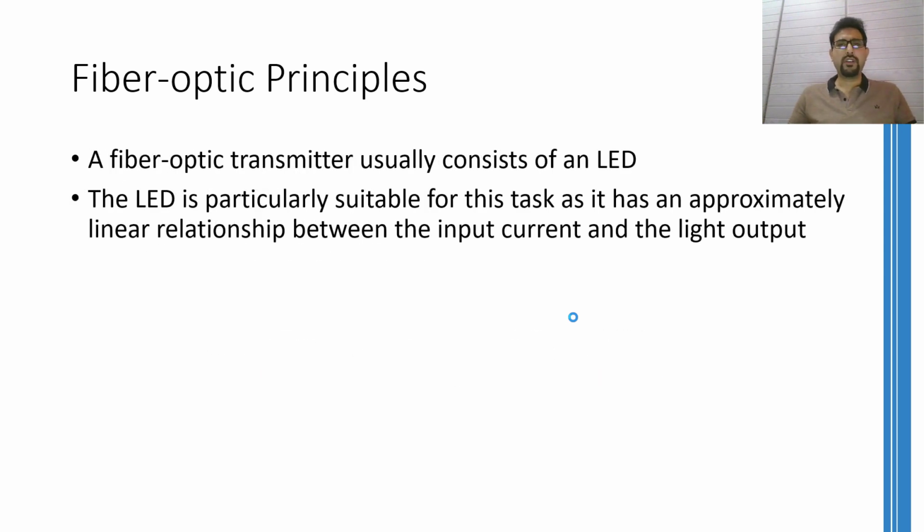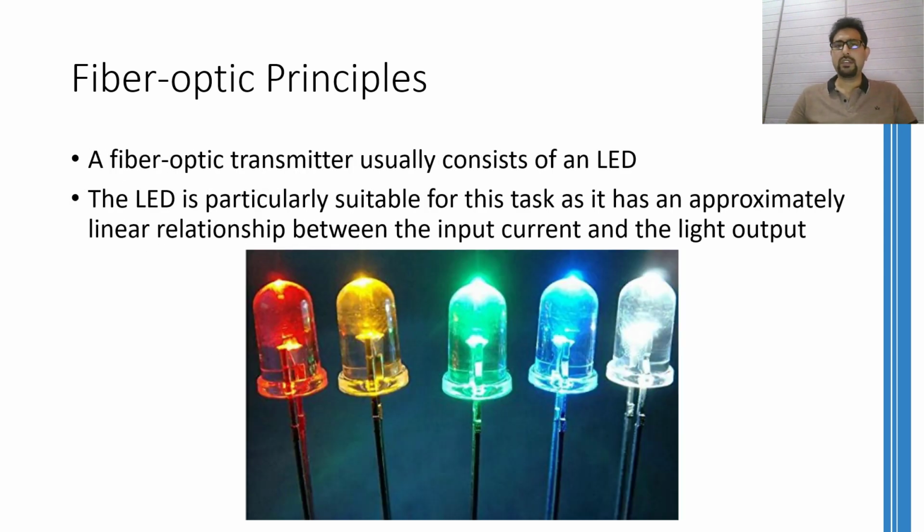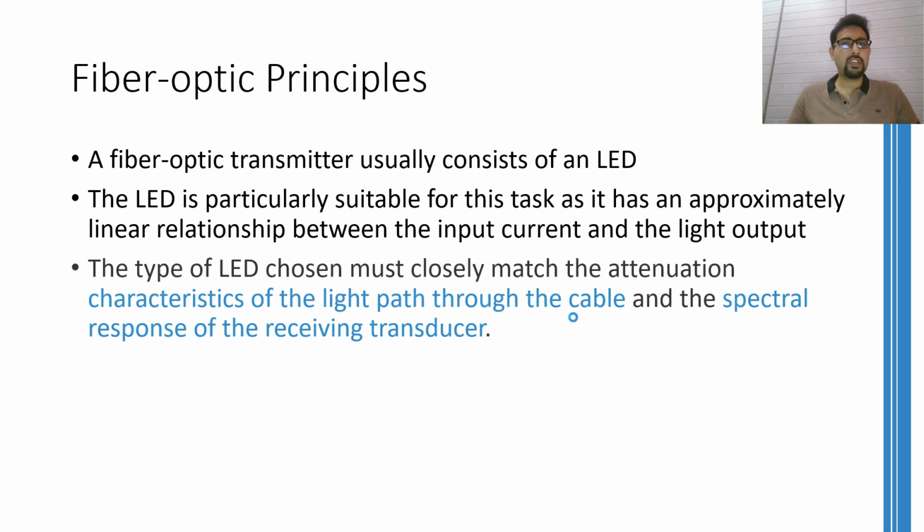Starting with the transmitter, it is usually a simple LED because LED has a linear relationship between the input current and the output light. So we can easily control the light emitted by the LED by controlling the current through it. Therefore, if we have an electrical signal in form of a current, then that can easily be converted into a light signal which can later on be routed in the fiber optic cable. However, not any LED can work equally good.